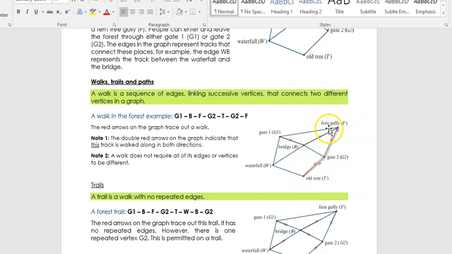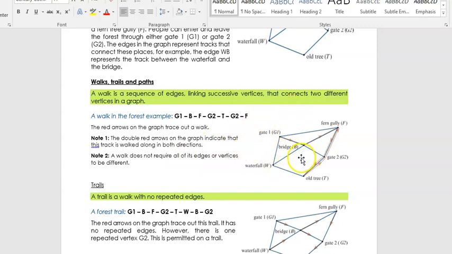You can see that certain edges or tracks have been walked over and then walked back. So between the fern gully and gate 2, and gate 2 to the old tree, and obviously you can see that certain places have been revisited again. Now, because of these revisits, this is just considered a walk. So the double red arrows on the graph indicate that this track is walked along in both directions, and a walk does not require all of the edges or vertices to be different.